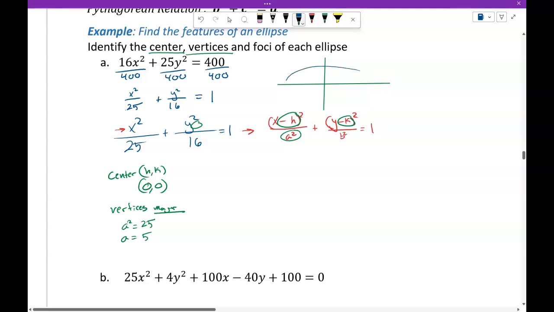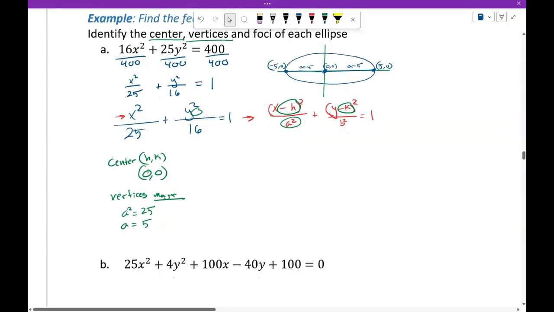And so we sketch a little ellipse here. And it's going to be wider on the horizontal axis. If our center is at 0, 0, we know that our a value is going to extend right and left, a units. And since a equals 5, 5 units to the left and to the right are the points 5, 0 and negative 5, 0. So we have our vertices on the major axis as negative 5, 0 and 5, 0. Now we'll go ahead and find our vertices on the minor axis.